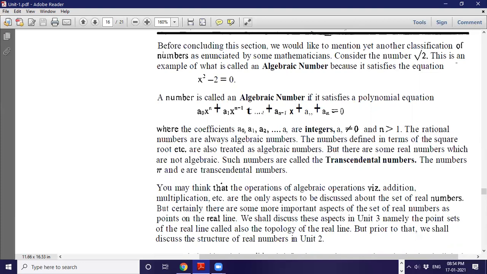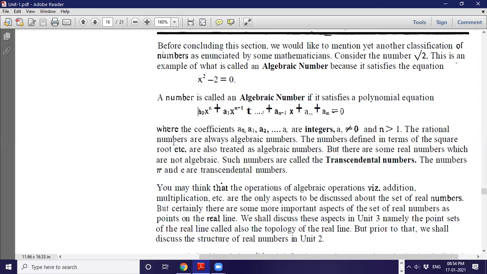Then some other notions are there, like algebraic numbers, like the number root over 2. x squared minus 2 is equal to 0, so x is equal to root over 2. So that is an algebraic number. A number is called an algebraic number if it satisfies a polynomial like a_n x to the power n plus a_(n-1) x to the power n minus 1 and so on, where the coefficients a_0 to a_n are integers, a_n not equal to 0, and n is greater than or equal to 1.